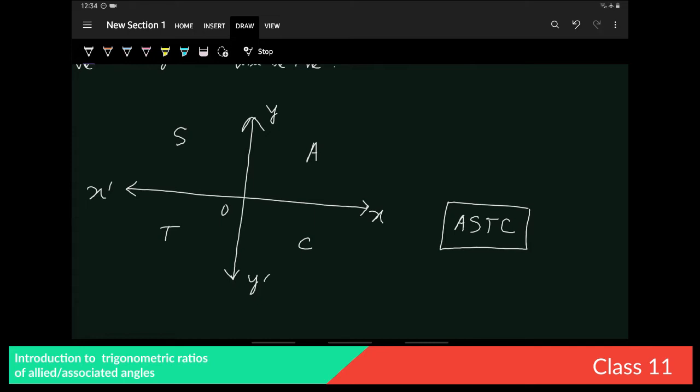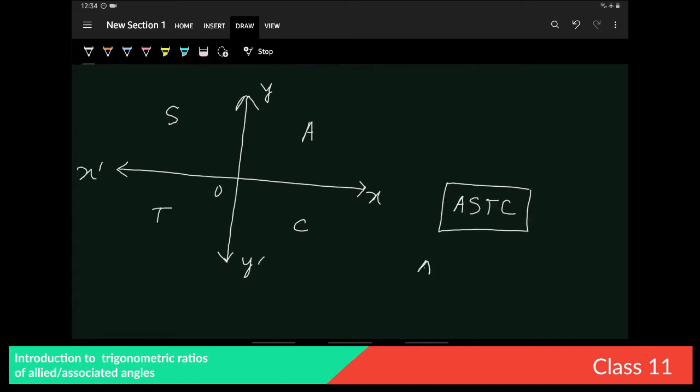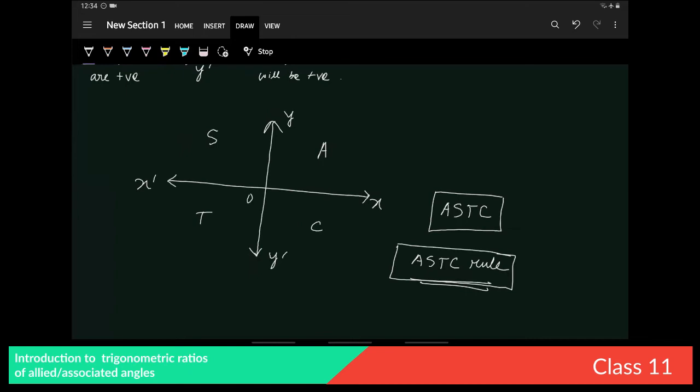So we can remember in this way that it is the ASTC rule. Okay. So in this way, you can remember this sign convention.